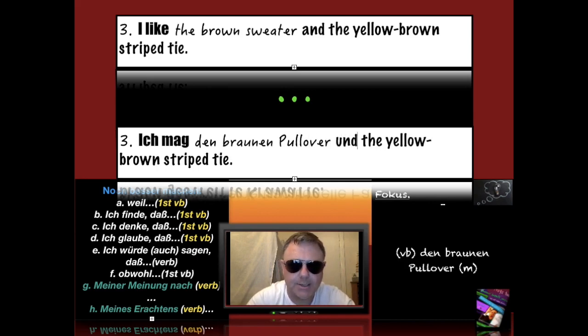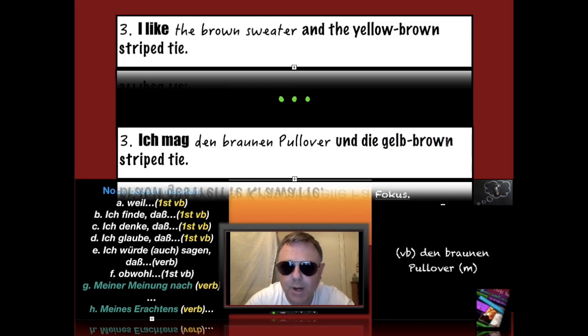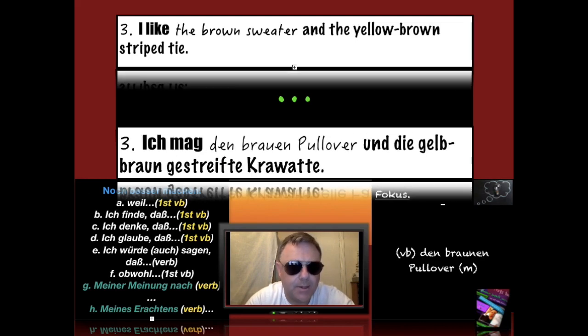Und the yellow-brown striped. So die gelb. Okay. Die gelb-braun. Gestreifte, now striped is gestreift, so gestreifte Krawatte. Okay, so Krawatte. So, und die gelb-braun gestreifte Krawatte, the yellow-brown striped tie, is number 3. And there's one I made earlier.